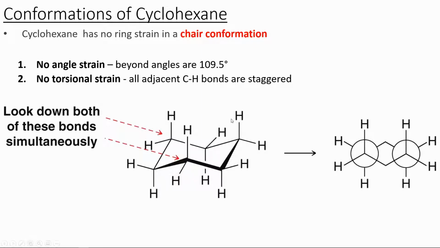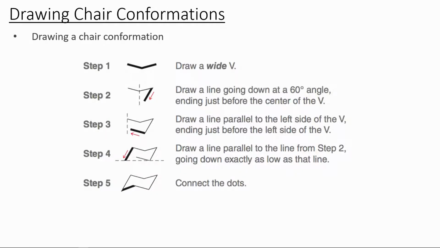Now, this is going to be one of the tricky parts, learning to draw the chair conformations. And the best tip I can give you is that all of the lines are parallel sets of lines. So you could start, you draw a V, and then you can draw a line going down at a 60 degree angle, ending just before the center of the V. Then we're going to start drawing our parallel lines. So this fourth line is parallel to this line, is parallel to this line, and then this line is going to be parallel to this line.